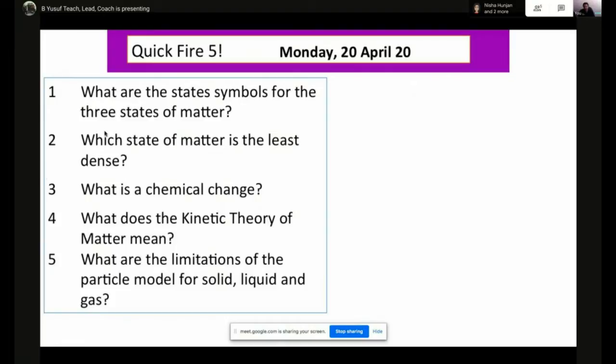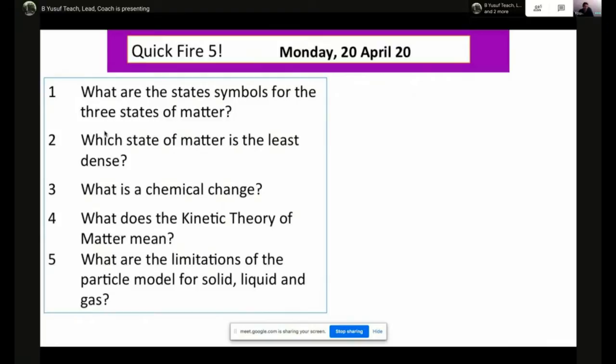This is the only time I'm going to ever ask you to write down a one-word answer, or even a sentence that's not very long, but it's clear to you. So these 5 questions, how quickly can you answer them? What are the states and symbols for the 3 states of matter? Which state of matter is the least dense? What is a chemical change? Now, number 4 is what we had before. How many of you can remember what the kinetic theory of matter means? And number 5, what are the limitations of the particle model for solid, liquid, and gas?